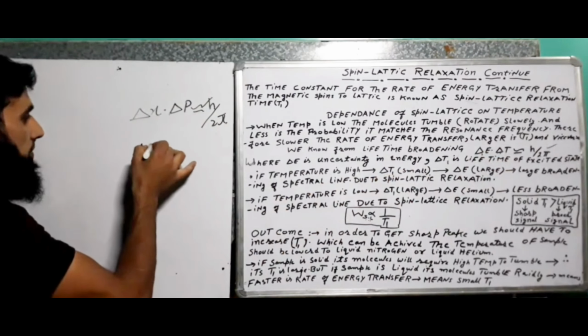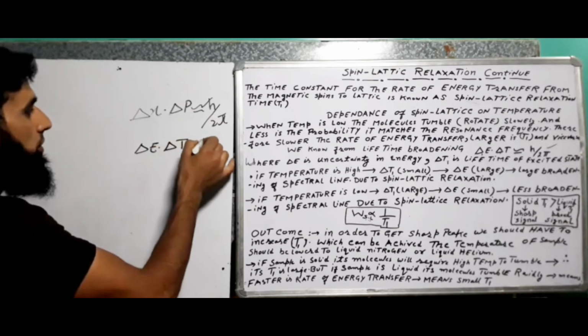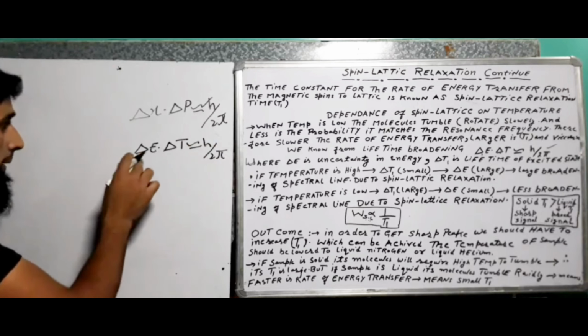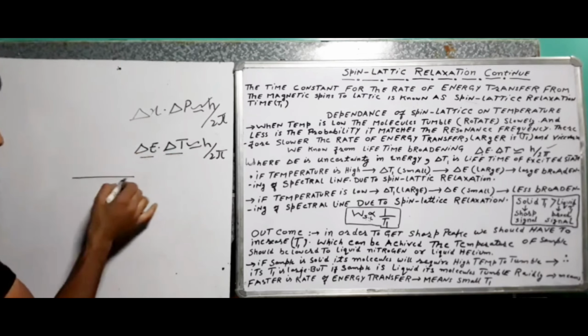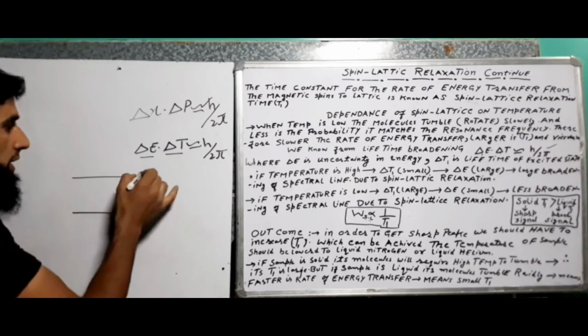This is delta E into delta T is nearly equal to h divided by 2 pi. Now try to understand this one. What is this delta E? What is the delta T? Suppose we have two energy states in the hydrogen nucleus. This is an alpha energy state and this is a beta energy state.